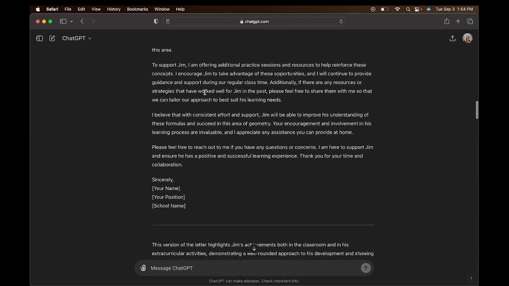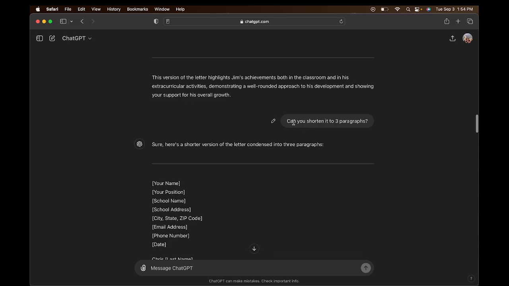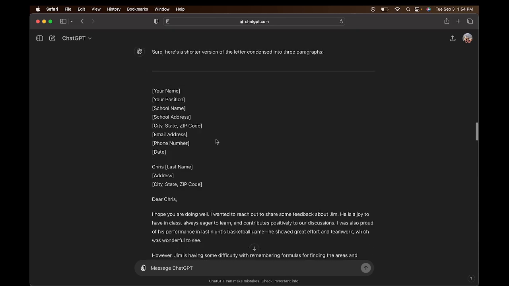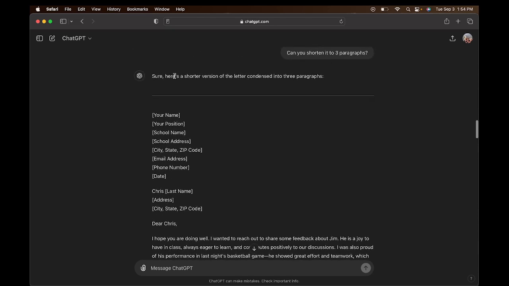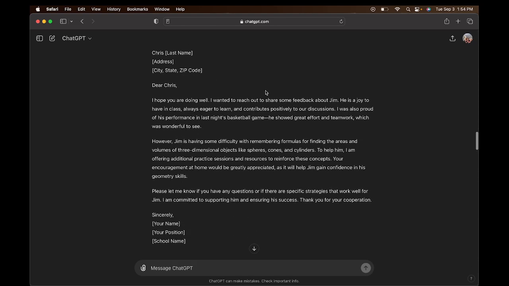Okay. But again, a little bit too long for me. So what did I do? I just gave it a simple prompt. Can you shorten it to 3 paragraphs? And my favorite thing about ChatGPT is it says, sure. And then gives you this nice little prompt. So it condensed it all the way down.